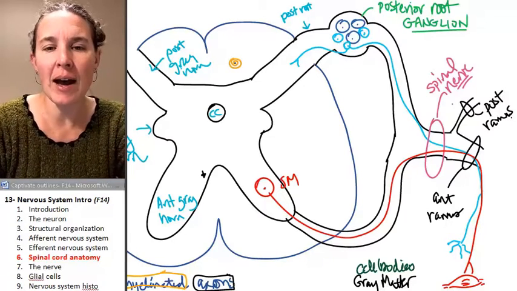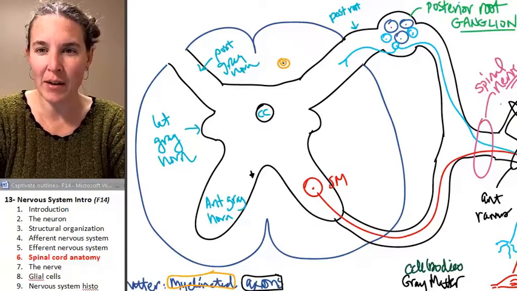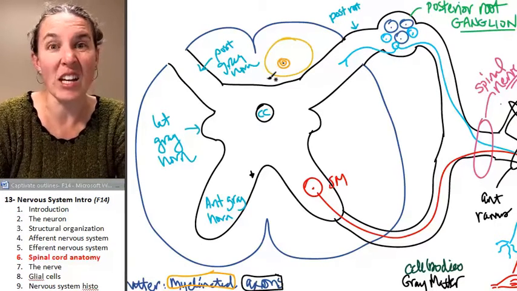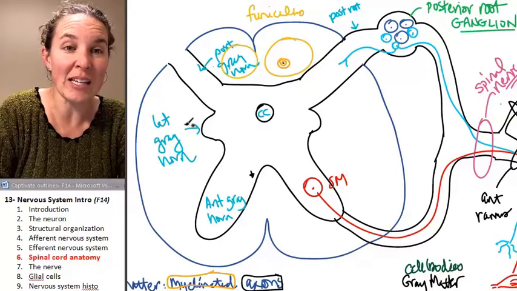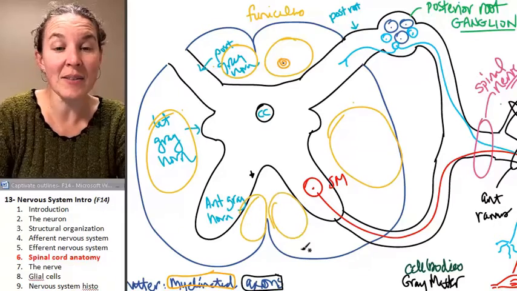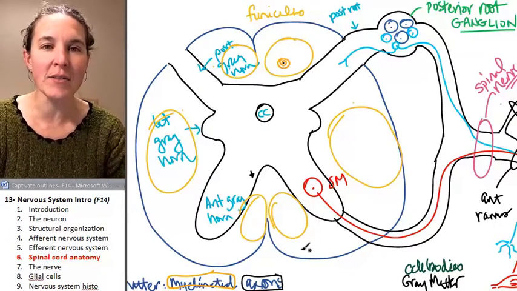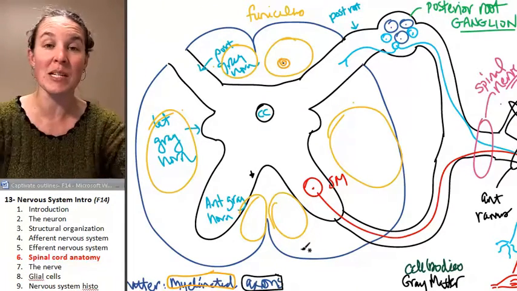I think that this is relevant. We didn't really label structures in the white matter, but the fact is there are structures in there. And you have columns or funiculi. This is a funiculus, and there's multiple funiculi. And these are basically giant paths, groups, tracks of axons that are traveling up and down, sending information up and down through the spinal cord.